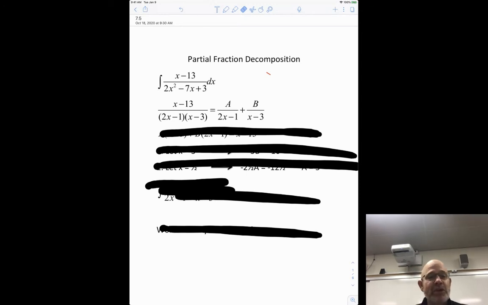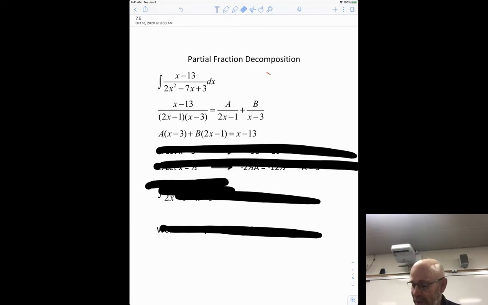So what I'm going to do is take my original problem and factor the bottom. So you see me factor the bottom: it's 2x minus 1 times x minus 3. And what I'm going to do is decompose this fraction into the two fractions that ultimately started to get me this problem. So you see I wrote something over 2x minus 1 plus something over x minus 3. And then I'm going to find what these A and B are, that would have given me this equation.